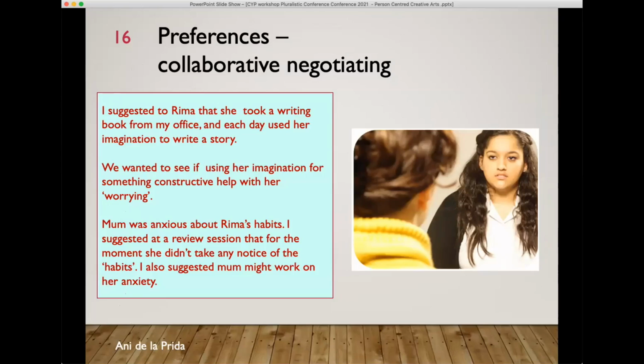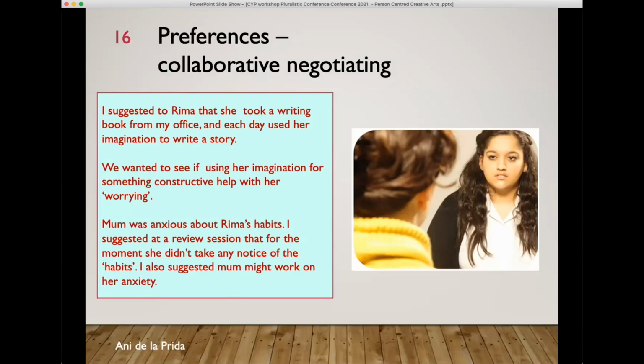Mum was at the review session and she was really anxious, and so I took that opportunity to talk with Mum about whether she might work on her own anxiety. That could be a difficult, tricky conversation to have with parents, but a necessary one, to say, look, how do you expect your child to be less anxious if you don't know how to manage your own anxiety? And that can often be an important conversation to have with clients and client mums and dads. I also suggested to Mum that she just let go of worrying about the habits. I said, let Rima manage her habits, don't worry about them. And Mum was like, but she doesn't go to bed early enough. I don't know what to do. And then we're up till midnight.